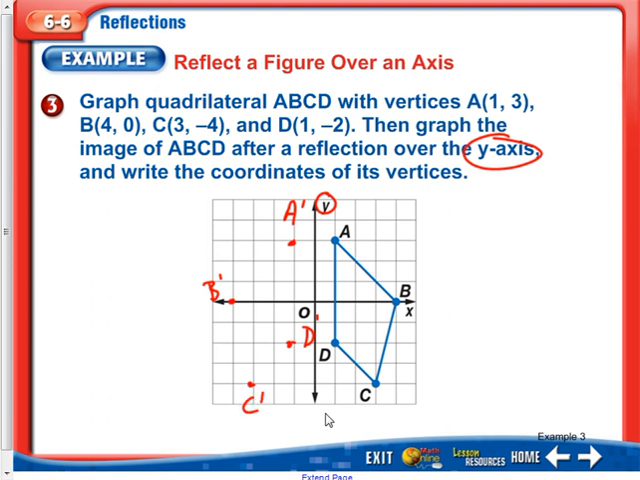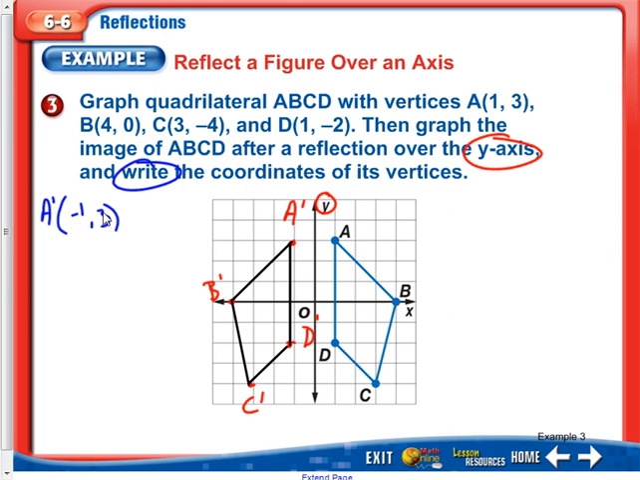All right, so now I'm going to use my line tool, so this looks a little bit better. Here with the line tool, and get that made. All right, that looks a lot better. So now we're going to label our points because it says write the coordinates of the vertices. So A prime is -1, 3.